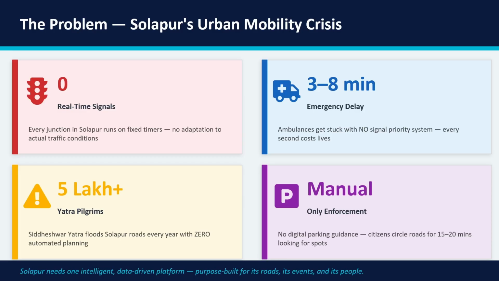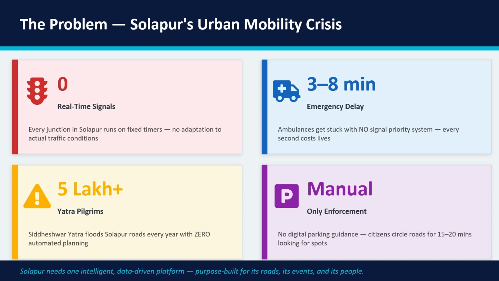So the problem is simple. Every signal in Solapur runs on a fixed timer. It doesn't matter if one side has 50 vehicles and the other side is empty. The timer doesn't change at all. Ambulances get stuck in the same traffic as everyone else because there is no priority system. During Siddheshwar Yatra, 5 lakh people come to Solapur and the roads are handled manually with no data at all. And finding parking, citizens just circle around for 20 minutes hoping to find a spot.